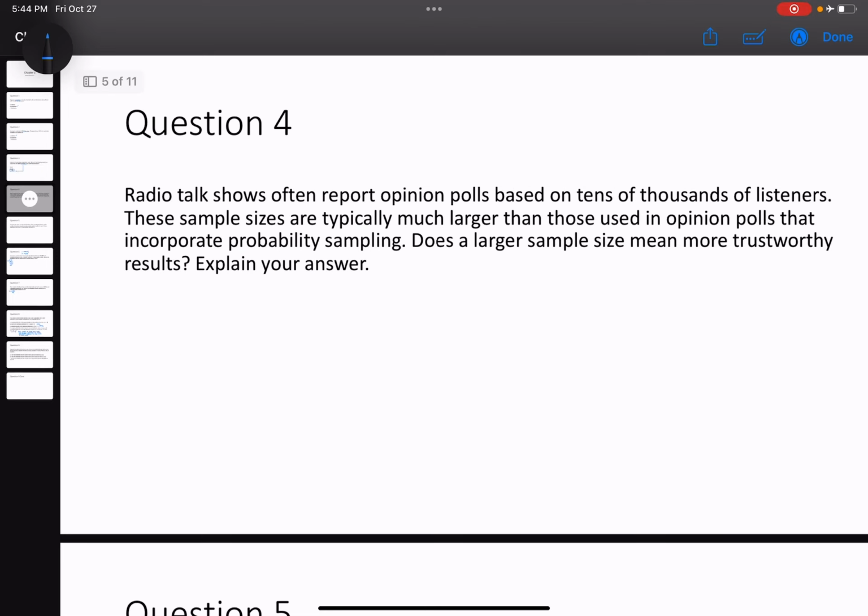Question 4. Radio talk shows often report opinion polls based on tens of thousands of listeners. These sample sizes are typically much larger than those used in opinion polls that incorporate probability sampling. Does a larger sample size mean more trustworthy results? Yes, if sampling is done randomly.